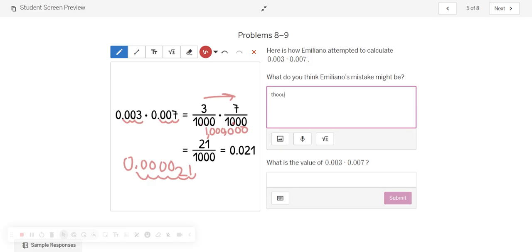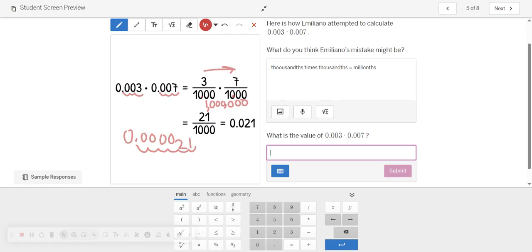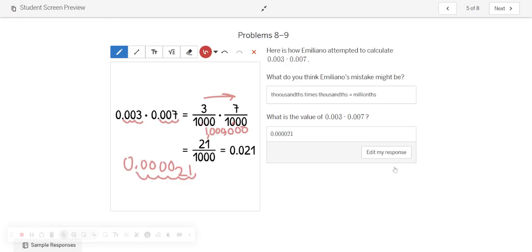I definitely didn't spell that right. Thousandths times thousandths equals millionths. I don't have my glasses on, so I'm guessing that's spelled correctly. And then over here, it's going to be 0.123421, which makes 6 decimal places. Submit. And I keep moving on.